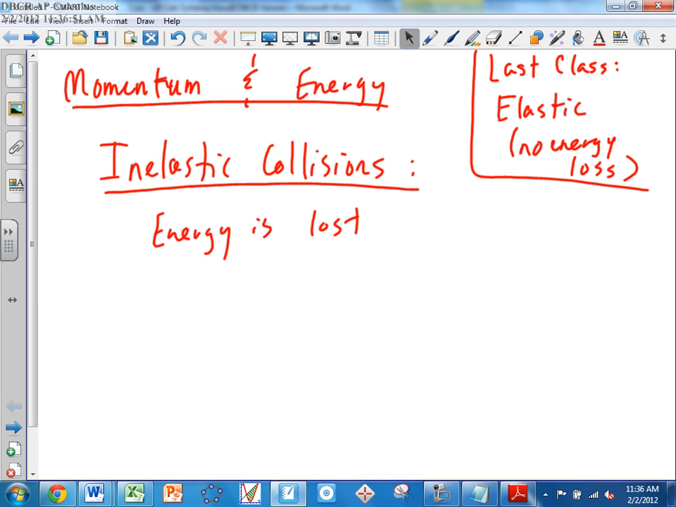Today we're going to start off with an example. The best example for this is going to come in a second. We're going to talk about a ballistic pendulum. And I'll explain exactly what it is. It's actually pretty cool. You use a bullet and a pendulum.